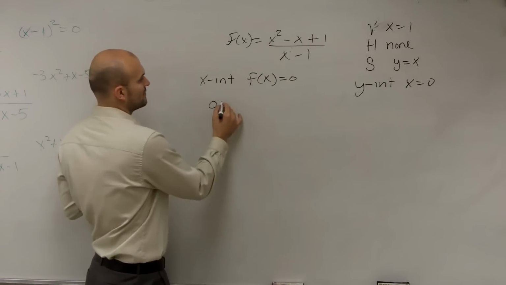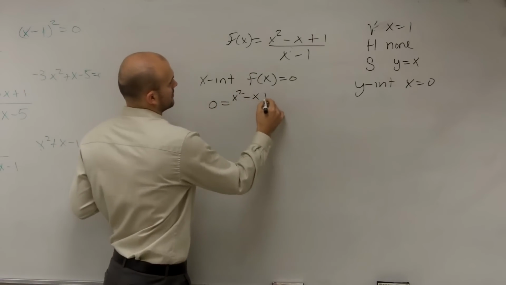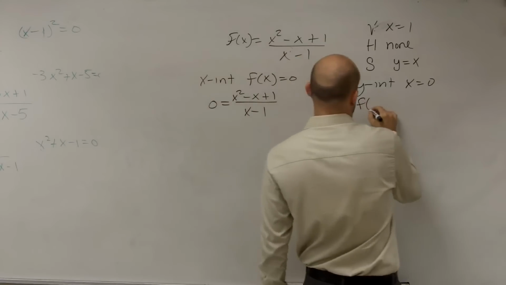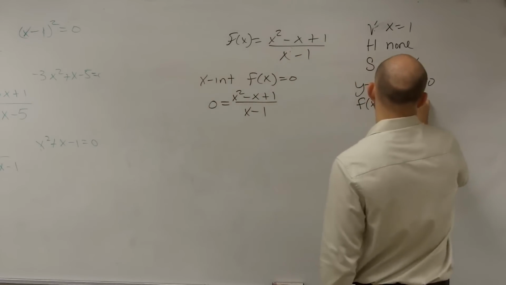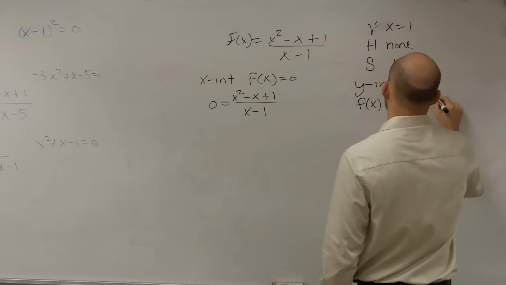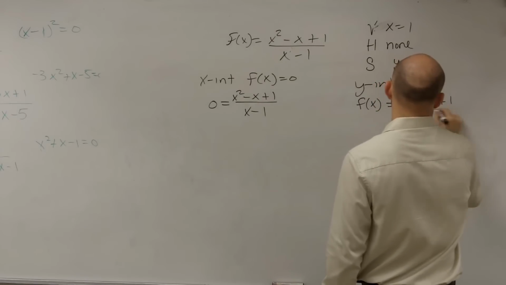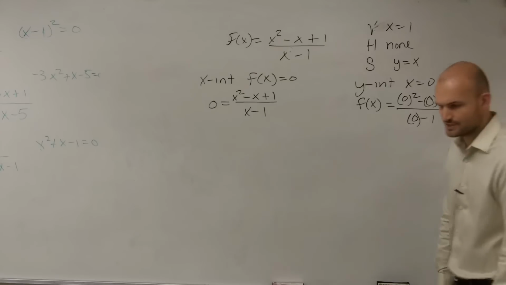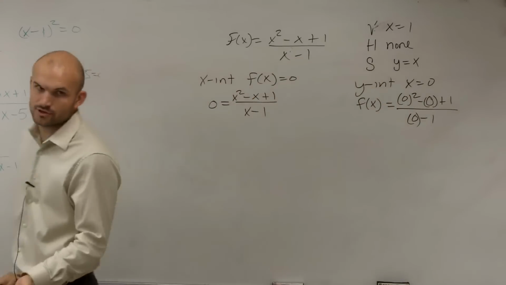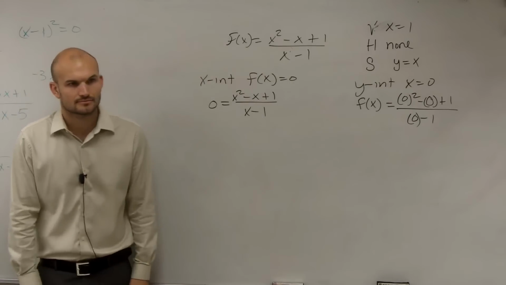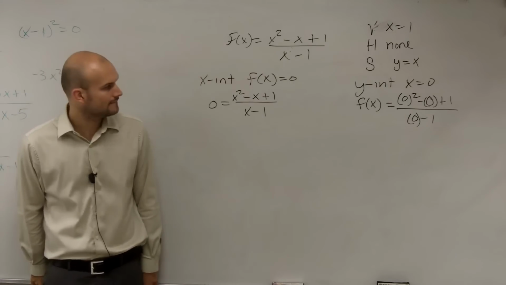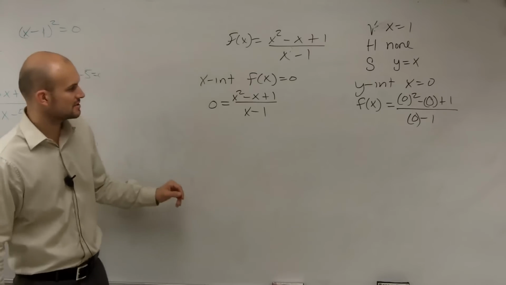For the x-intercept, you just put 0 in for f of x. Here, you put 0 in for the x's. Okay, you guys see the difference? One, you put 0 for f of x. The other one, you put 0 in for the x's. Okay, so now let's do this one first, because this one's the more difficult.